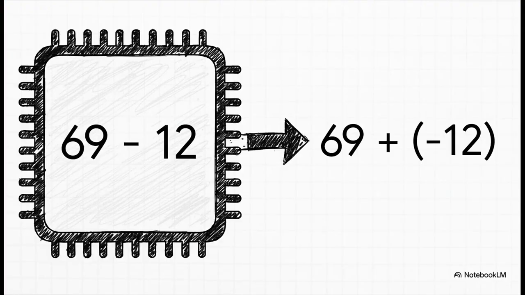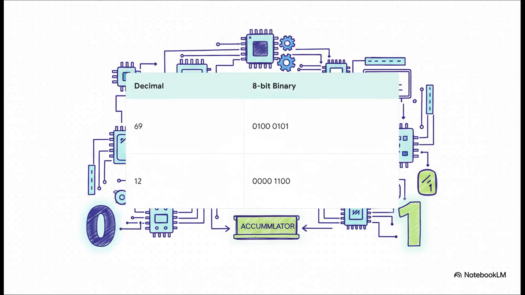But remember, the computer can't subtract. So it does this clever reframing. It turns the problem into an addition, 69 plus negative 12. So our first job is to get our numbers into binary, and then find that special 2's complement code for negative 12. First things first, here are our numbers in a standard 8-bit binary format.